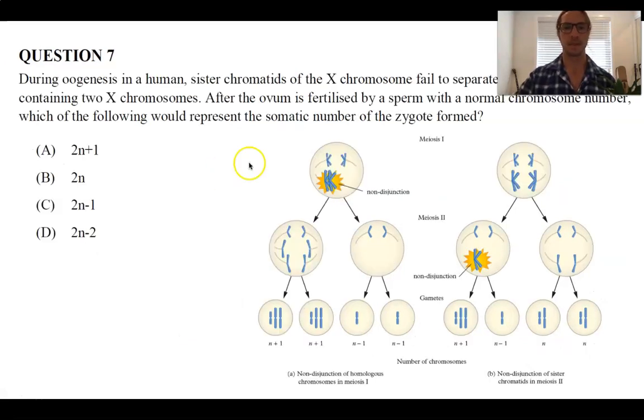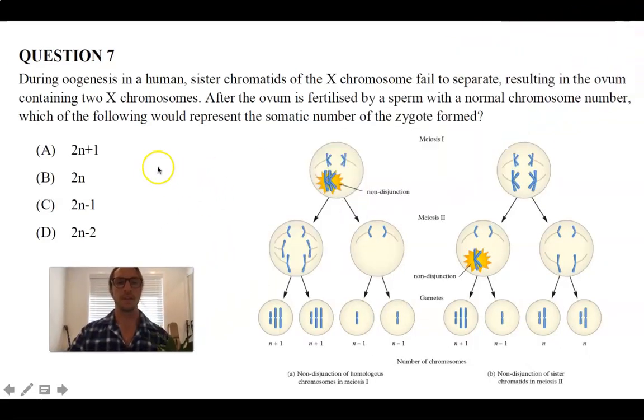Next question. During oogenesis in a human, sister chromatids of the X chromosome, so we're not talking about homologous chromosomes, we're talking about chromatids here, fail to separate, resulting in the ovum containing 2 X chromosomes. After the ovum is fertilized by sperm with a normal chromosome number from the male, which of the following would represent the somatic number of the zygote formed? Pause the video here.